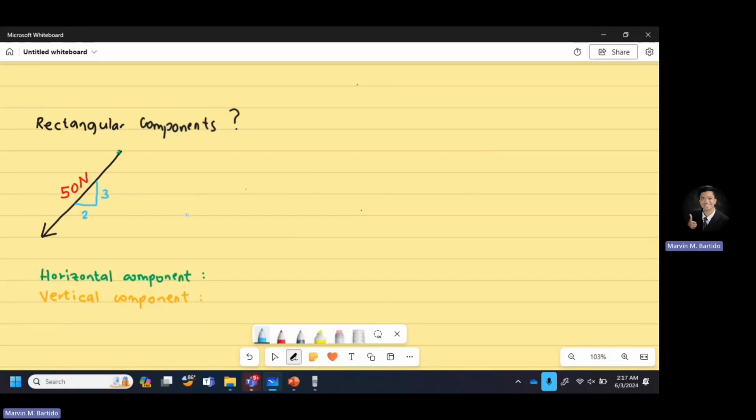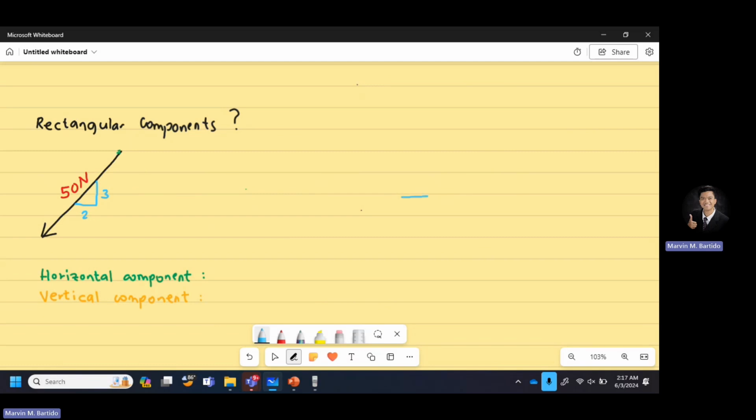How to determine the rectangular components of an inclined force with a slope triangle. For this example, this is a 50 Newton inclined force with a slope triangle having a rise of 3 and a run of 2. So to determine the horizontal and vertical component of this inclined force, the first thing that we have to do is to determine the hypotenuse of this slope triangle.